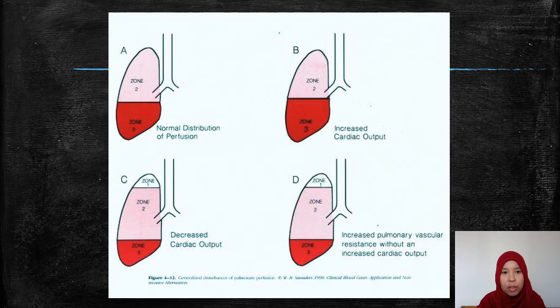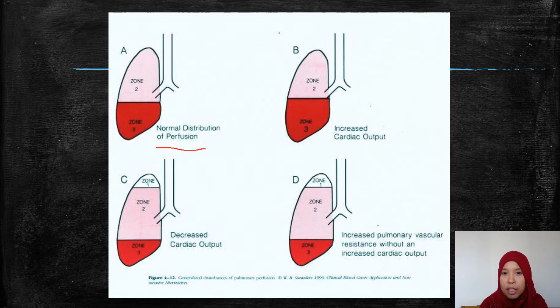Alright, here's just to show you the difference in the lung, right? In normal people and people with disease or abnormalities, right? So in A, you can see that there's normal distribution and normal perfusion, usually we have zone 2 and zone 3. So normally in healthy people, we have only zone 2 and zone 3, right? We don't have zone 1. Remember, zone 1 is the one with high ventilation but low perfusion, right?